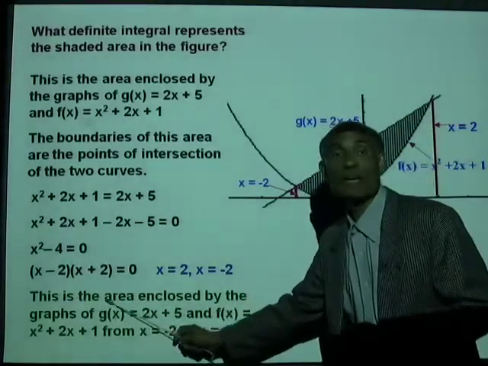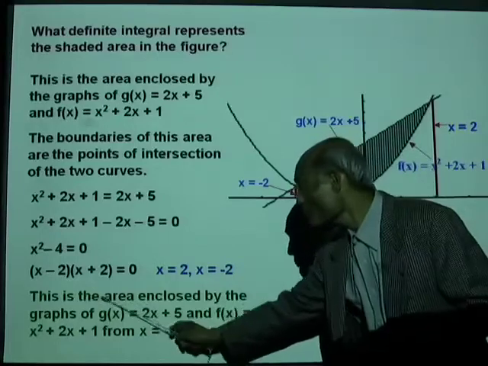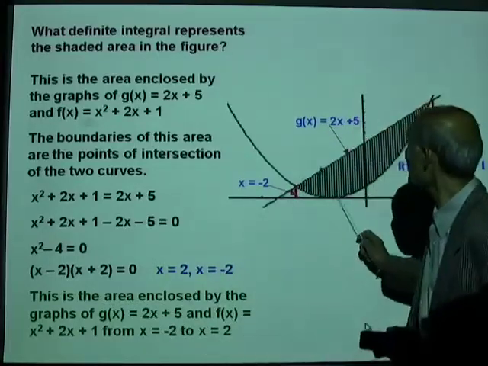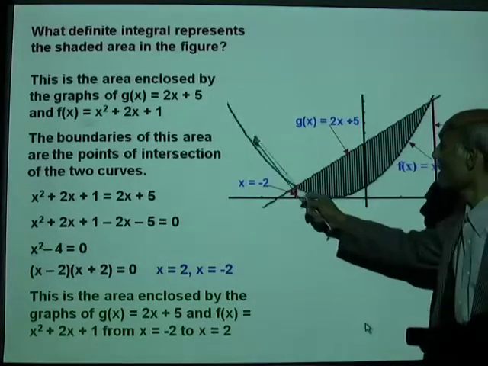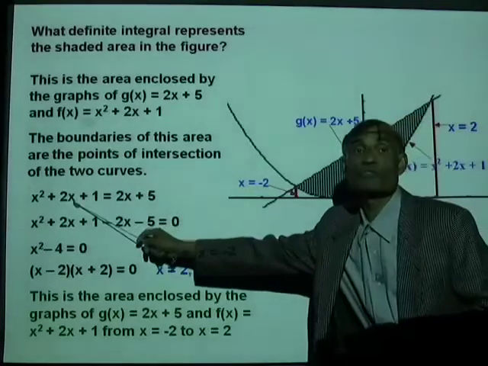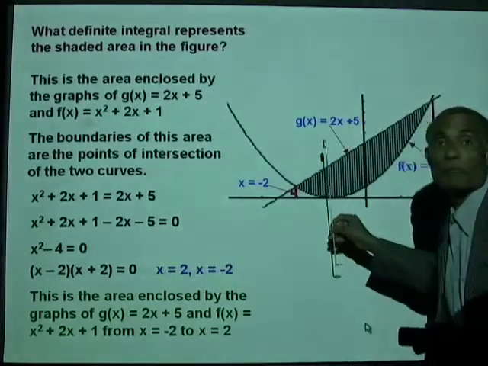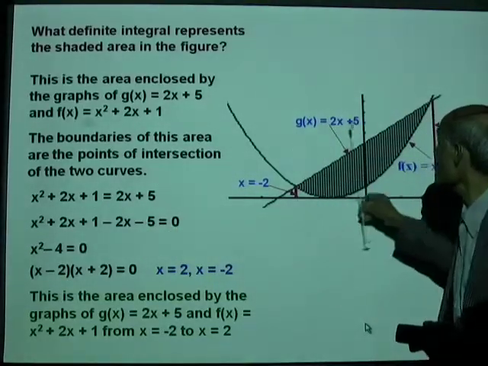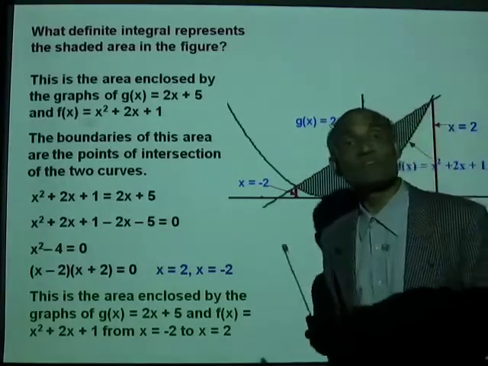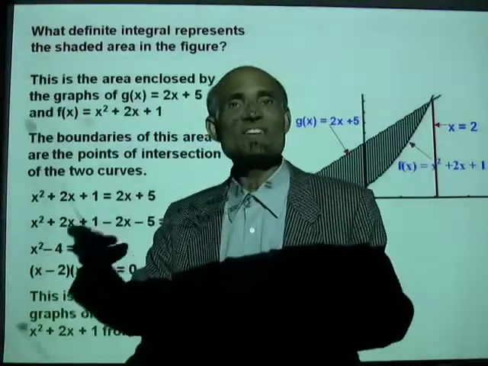Therefore, this is the area enclosed by the graph of g of x equal to 2x plus 5 and f of x equal to x squared plus 2x plus 1 between x equal to -2 and x equal to 2. Can you write this area as a definite integral? I'm going to leave it for you.